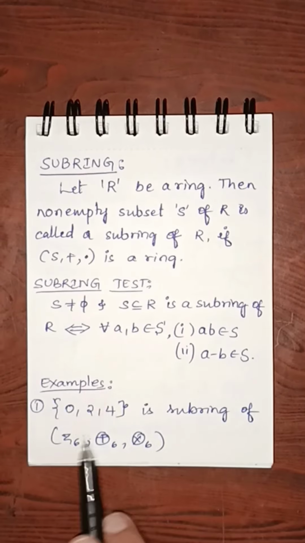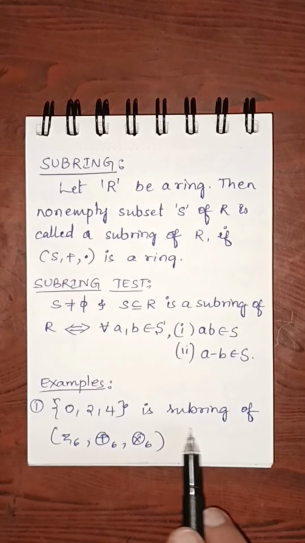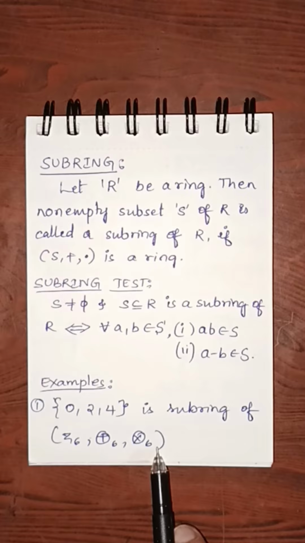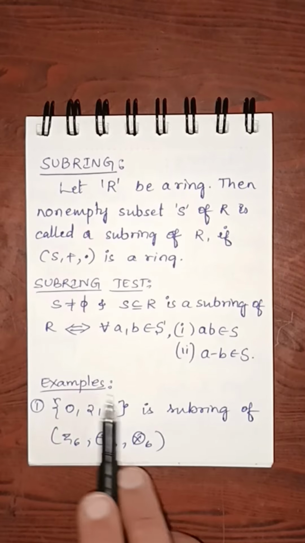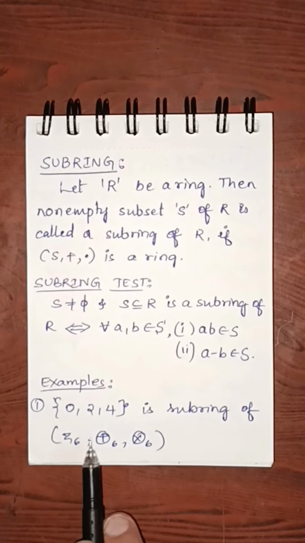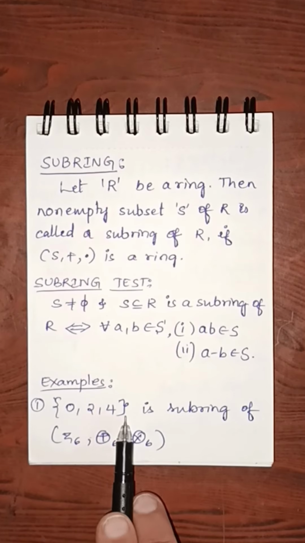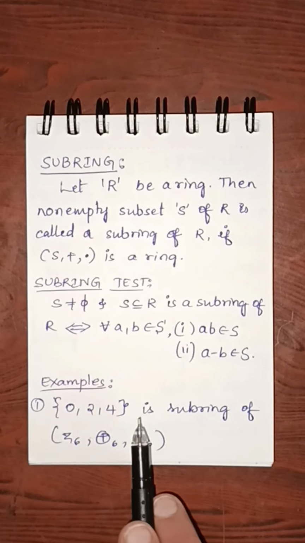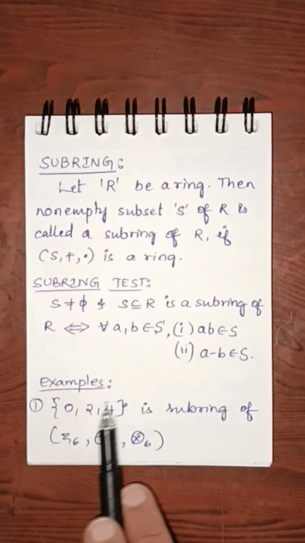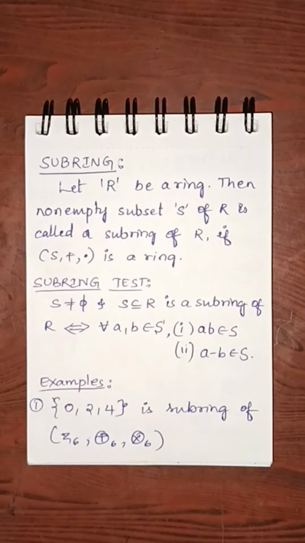Consider an example: the set {0, 2, 4} is a subring of Z6 under addition modulo 6 and multiplication modulo 6. The sum of any two elements is again in this set itself. So this is a subset of Z6 as well as independently acting as a ring. Hence this is a subring of Z6.